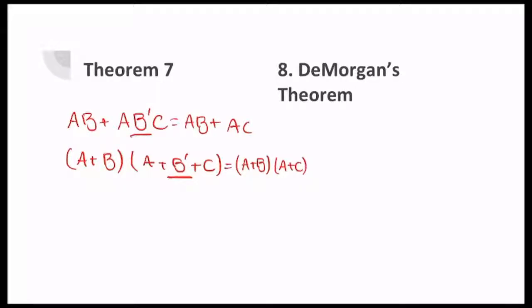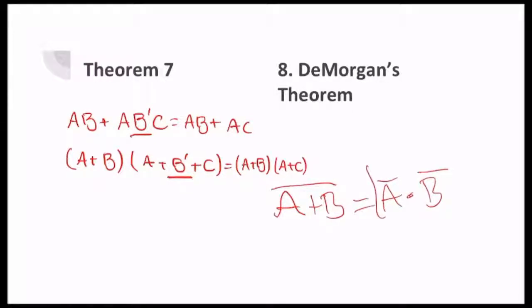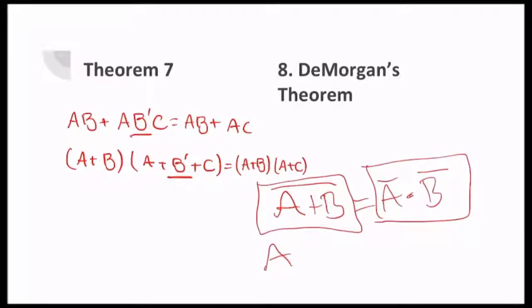Theorem 8, De Morgan's theorem. This theorem tells us that if you have a plus b all inverted, it's the same to have A inverted times B inverted. And the second part tells us kind of the same. As you can see, this is the same as this. So you will have A times B all inverted will be the same as A inverted plus B inverted.